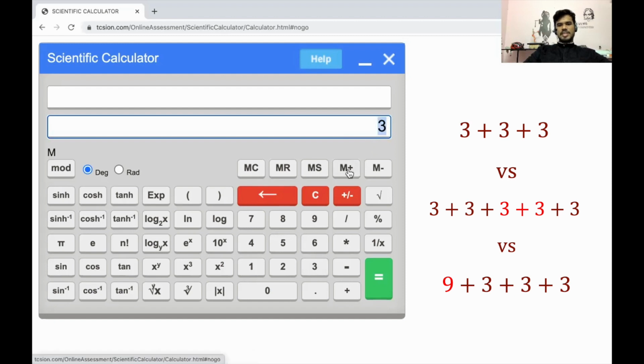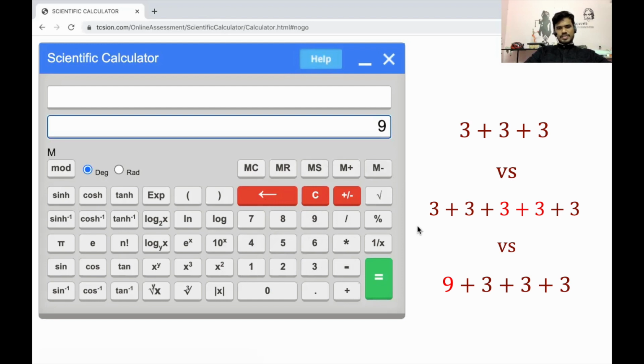Send that to memory. Add that to the memory, M plus. Okay. Clear. And then some other lengthy calculation, 54, so and so, clear. At the end of the day, you get 3. That also goes to the sum. Do M plus again. That's it. Now, if you read what is there in the memory, you get a 9.